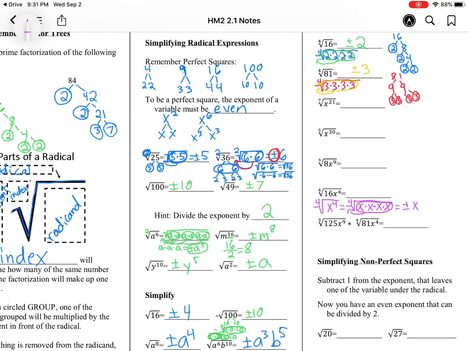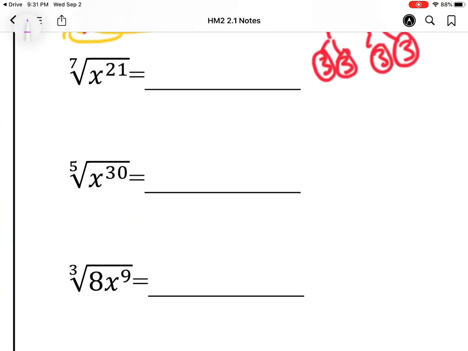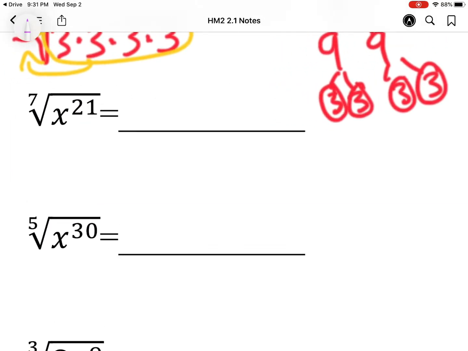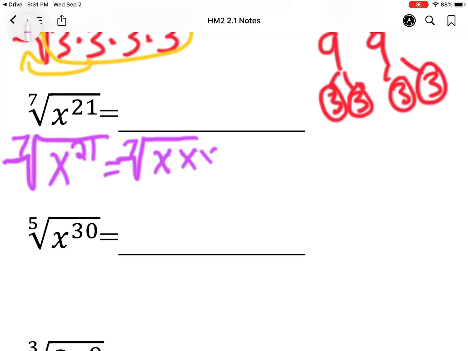Now, kind of like that trick when our index was 2 or understood 2, you can always take the exponent of the variable and divide it by your index. And as long as that's a whole number, that's what you're left with. The reason I skipped it is that if you sit here and write out all 21 x's and then group them in 7s, you would end up with 3 x's on the outside. Now just take that 21, divide by 7, and you get that 3 that you need.